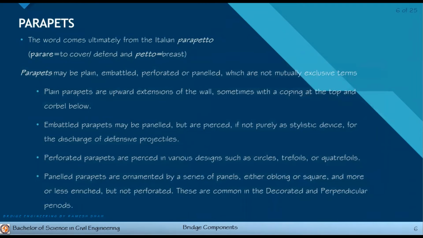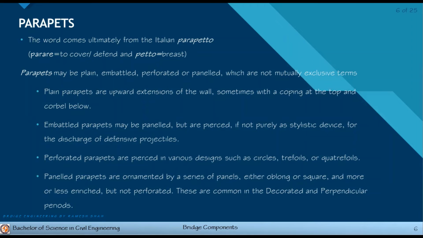So, parapets. Saan ba nanggaling ang word na parapets? It is from Italian parapetto. Parare, to cover or defend, and petto means breast. So, basically, the use of parapets in the unang panahon is to defend. It is used as a defensive wall sa mga panahon na yun.